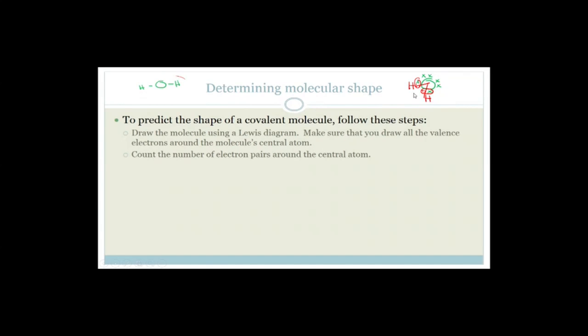Make sure that you draw all the valence electrons around the molecule's central atom, which we did. Then you count the number of electron pairs around the central atom. So in this case, it would be two shared pairs of electrons and two unshared pairs of electrons. I always get this wrong. Unshared pairs of electrons. Then you determine the basic geometry using the table.